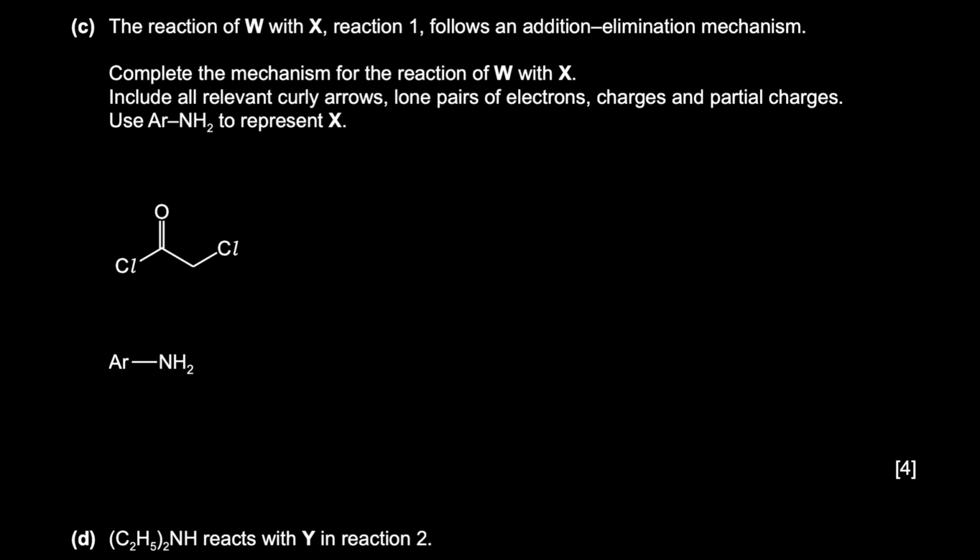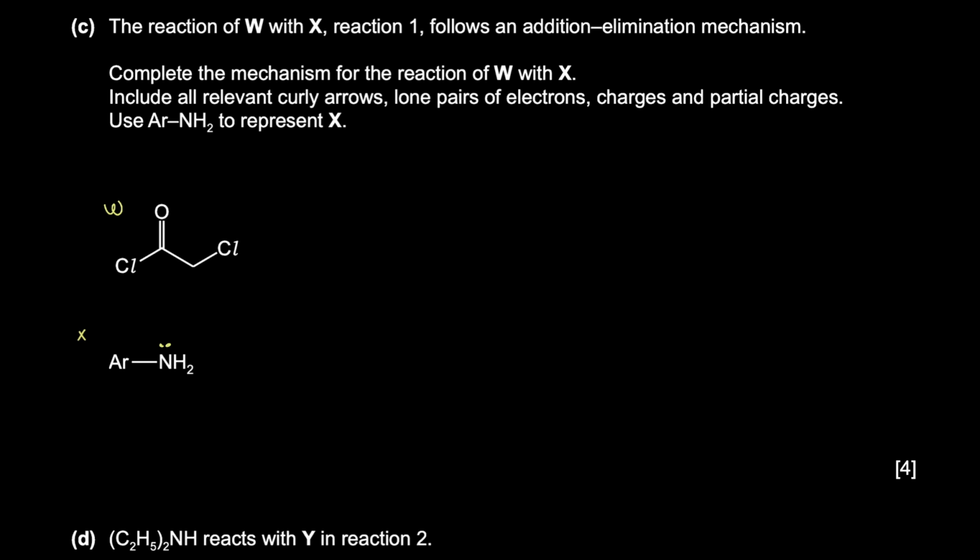The reaction of W and X, reaction 1, follows an addition-elimination mechanism. Complete the mechanism for the reaction of W with X. Include all relevant curly arrows, lone pairs of electrons, charges, and partial charges. Use ArNH2 to represent X. So we have W and we have X, and an addition-elimination happens between an acyl chloride and an amine.